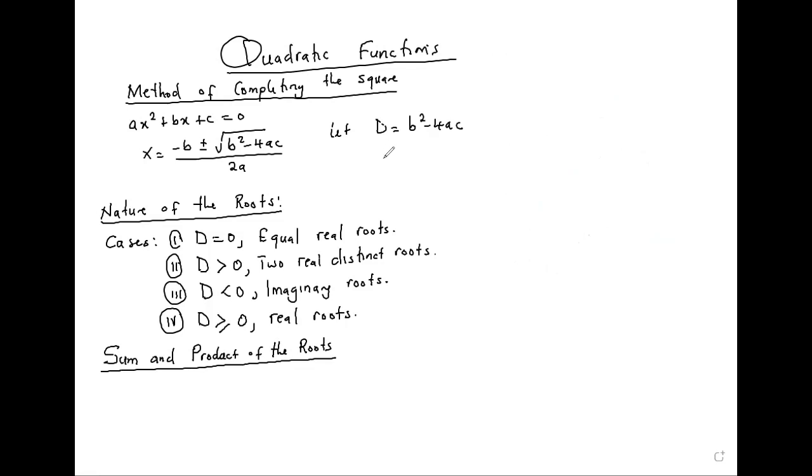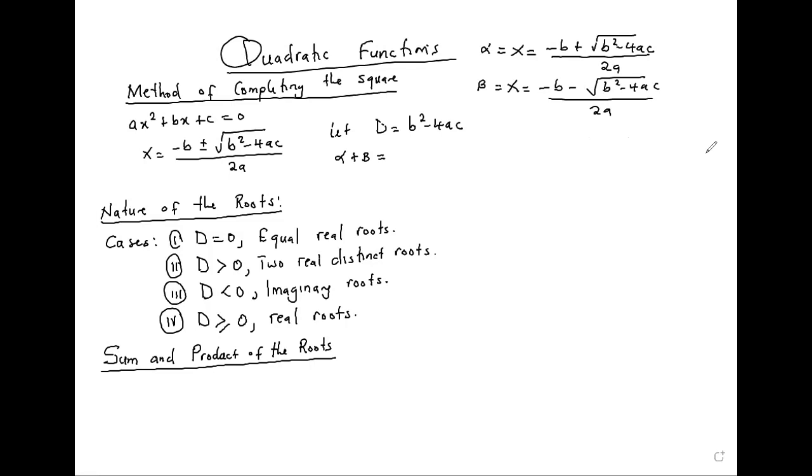How many roots do we have here? We are saying one: x = (-b + √(b² - 4ac)) / 2a. Or x = (-b - √(b² - 4ac)) / 2a. If we say this is alpha and this is beta, those are just names that we are giving to the same roots of x that we know. And then we want to see what happens if we add root 1, which we have called alpha, and root 2, which we have called beta.